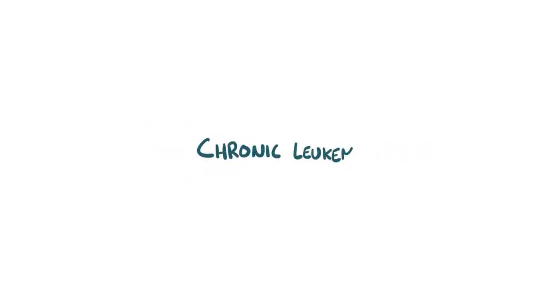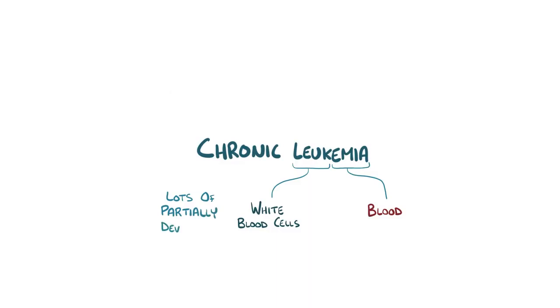With chronic leukemia, leuc refers to white blood cells, and emia refers to the blood. So in chronic leukemia, there are lots of partially developed white blood cells in the blood over a long period of time. These partially developed white blood cells interfere with the development and function of healthy white blood cells, platelets, and red blood cells.